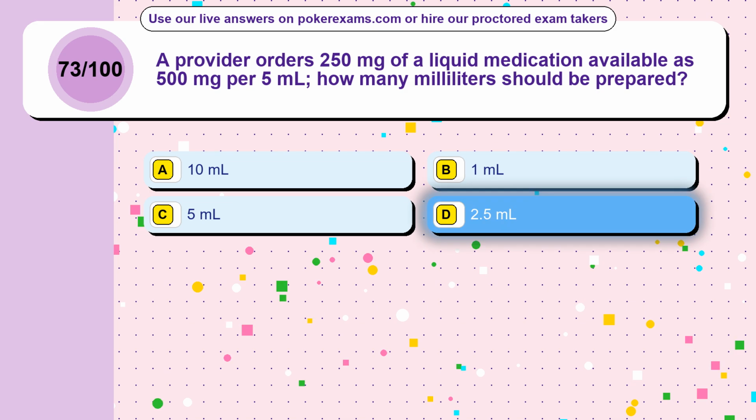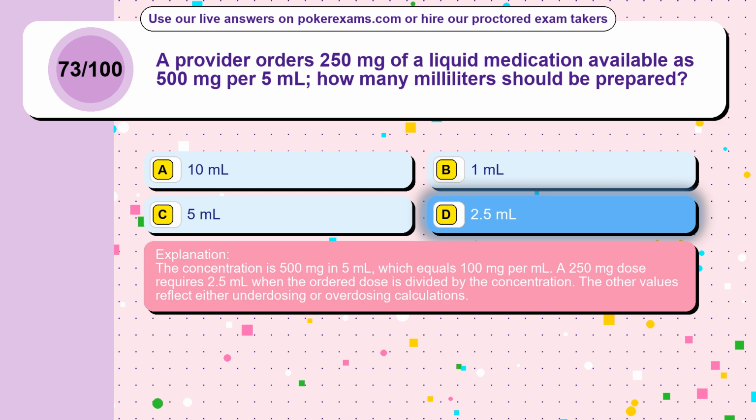The correct answer is option D, 2.5 ml. The concentration is 500 mg in 5 ml, which equals 100 mg per ml. A 250 mg dose requires 2.5 ml when the ordered dose is divided by the concentration. The other values reflect either underdosing or overdosing calculations.